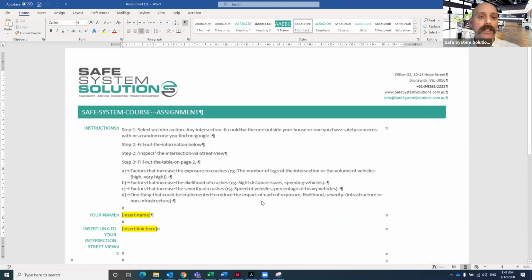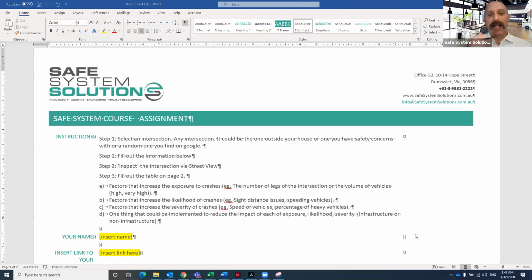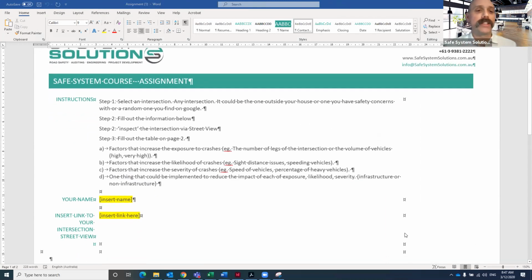So what you've got there is a Word document. And you're going to download the Word document, and it's got instructions in there in case you forget what I'm saying now. So the first thing we want you to do is select an intersection. Now, it could be the intersection out the front of your house. It could be the one just near the office, or one that you saw when you were on holiday, or one that you've driven through and thought, that intersection's dangerous, I don't like it. Or, wow, that's an awesome new intersection. Whatever you want, it's up to you.